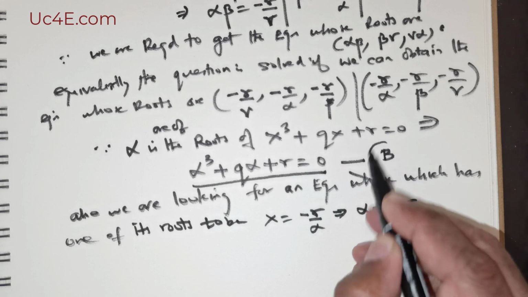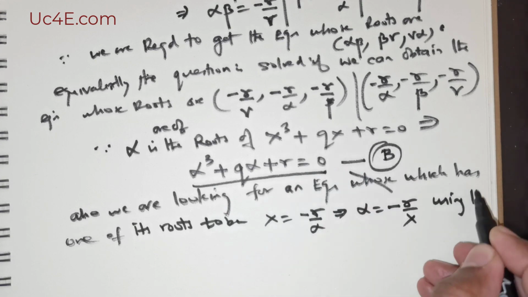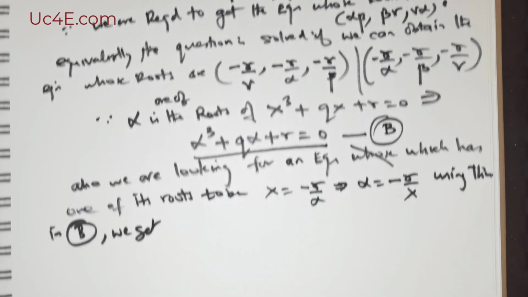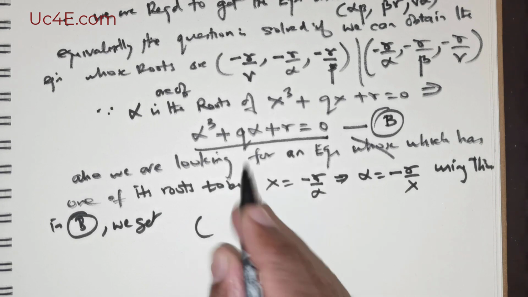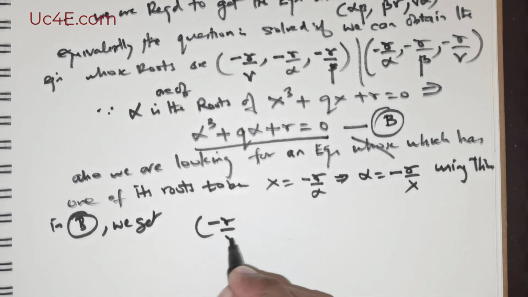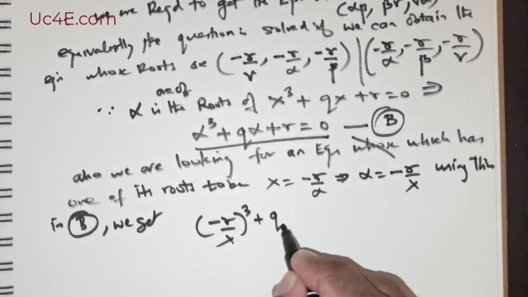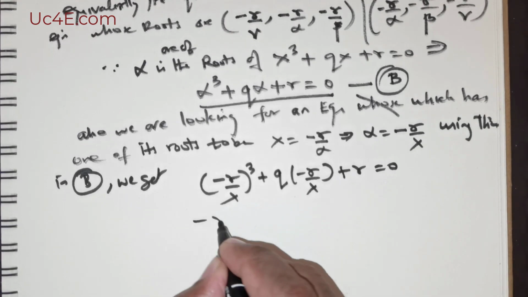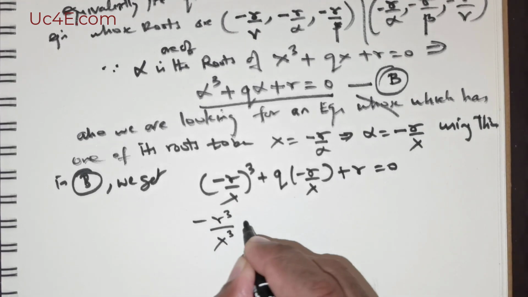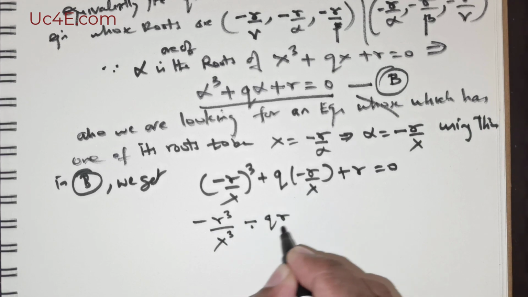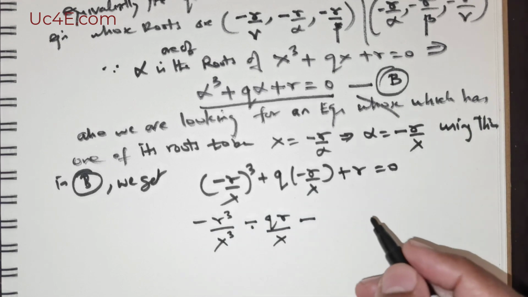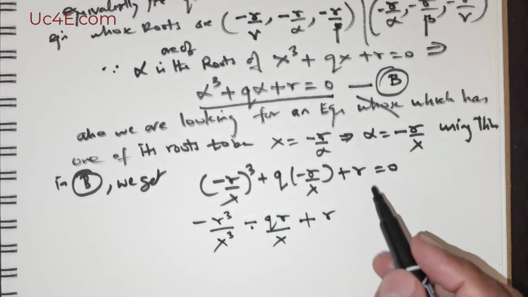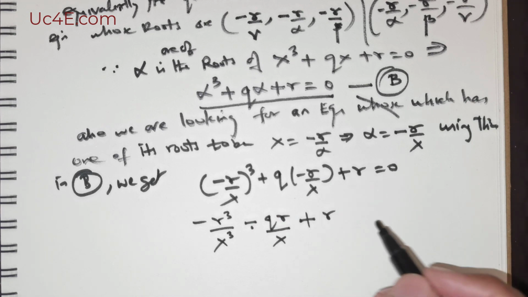If I were to call this as say b, using this in b, so what do we get? In place of alpha, I'm going to substitute negative r over x, raised to the power of 3, + q times negative r over x + r = 0. This is negative r cubed divided by x cubed, negative q times r over x + r. This is what we have got.